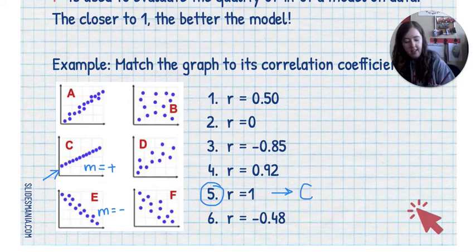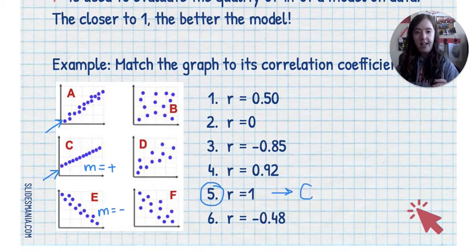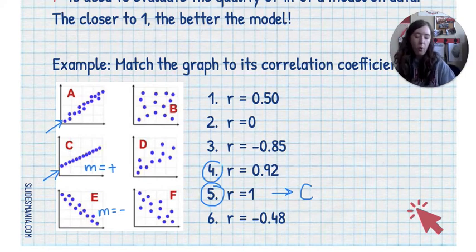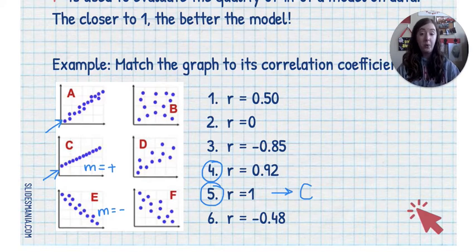Now A, it also has a positive correlation, right? The points are not quite as close together as they were before, but they're still pretty close together, right? So that's going to match up with 4. 0.92 is really close to 1, but not quite, right? So that's going to match up to graph A.